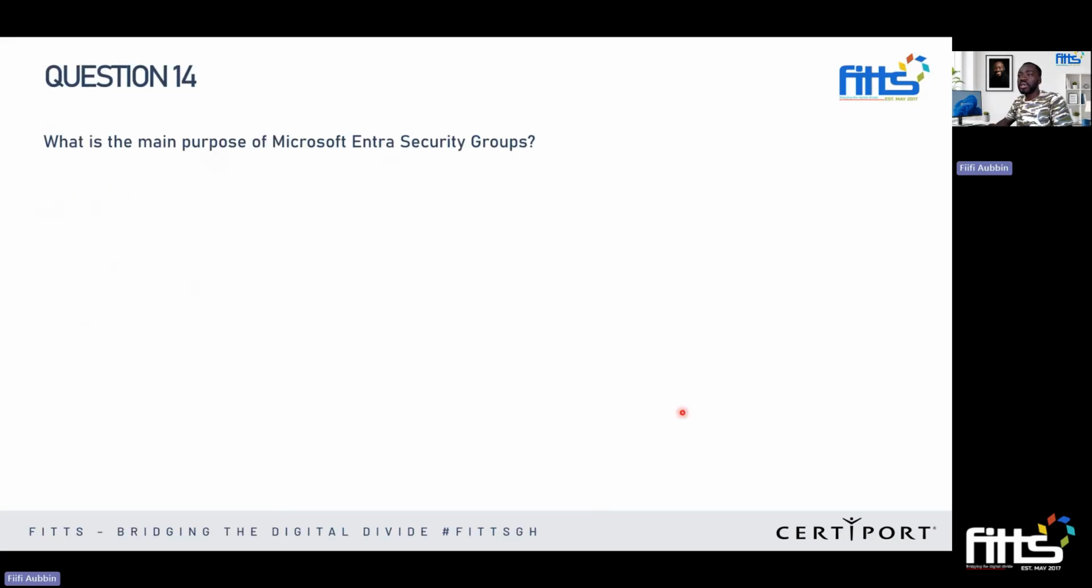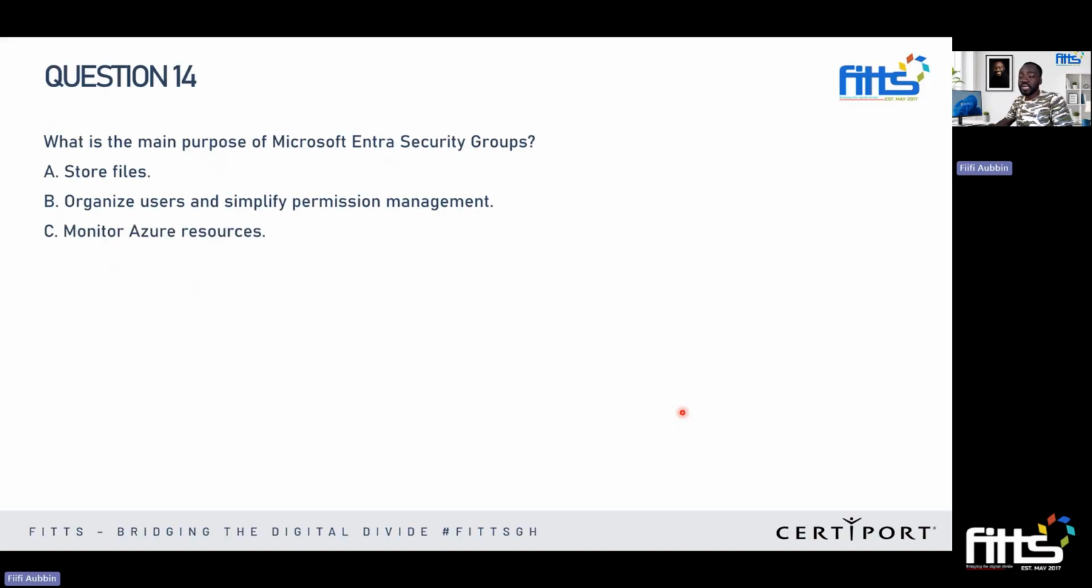Question number 14, what is the main purpose of Microsoft Entra security groups? So it stores files, organize users, and simplify permission management. Monitor Azure resources, host applications. So it's about security groups. The main purpose is obviously to organize users and simplify permission management.